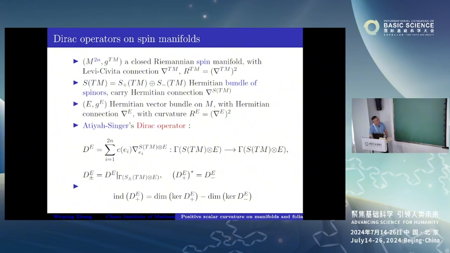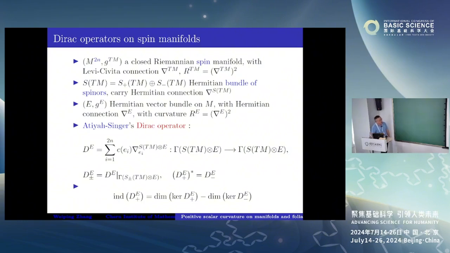On the even dimensional manifold, it admits a Z2-graded splitting: the spinor bundle S equals S plus, the positive spinor bundle, and S minus, the negative spinor bundle. It also carries an induced Hermitian metric and a Hermitian connection. More generally, we can also twist it with an arbitrary Hermitian vector bundle. So if we have a Hermitian vector bundle E with Hermitian metric, and we take a Hermitian connection, which means it preserves this Hermitian metric, then following Atiyah-Singer we can define the Dirac operator in this way.